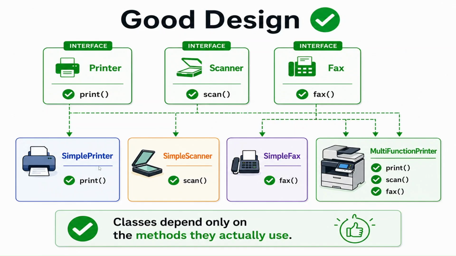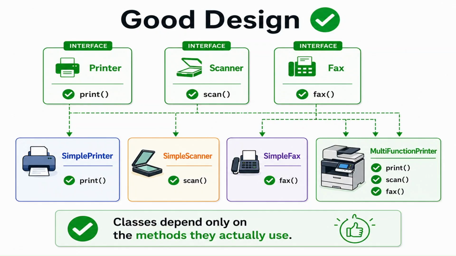Let me do the same for the scanner. Now let's say there is another class, simple scanner. It has the ability to scan, so it will only implement this scanner interface. Now there is another concrete class. Let's say simple fax. It has the ability to fax, so it will only implement the fax interface. All right. Don't worry about this theory. I am going to create all of these classes and interfaces.